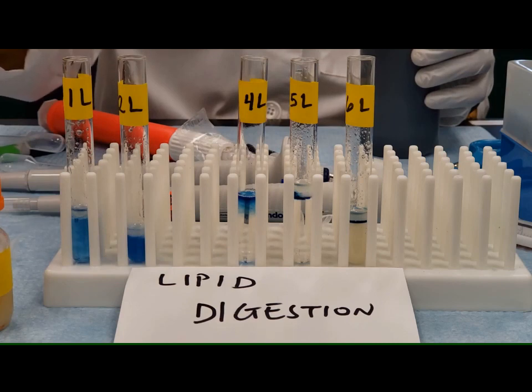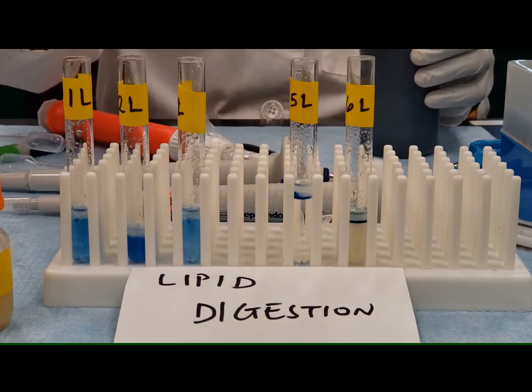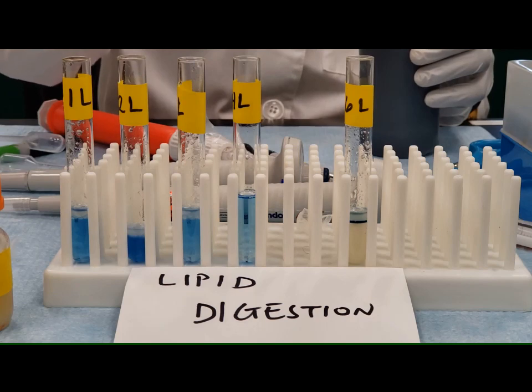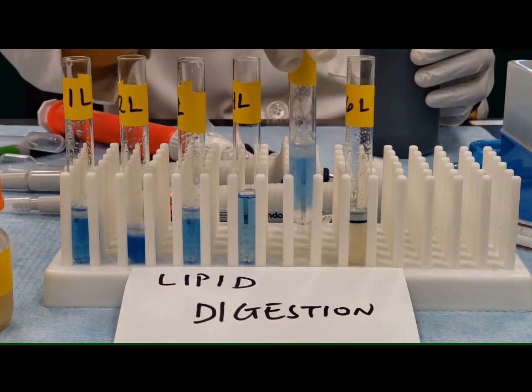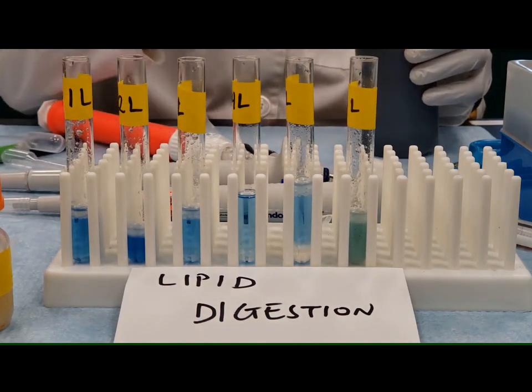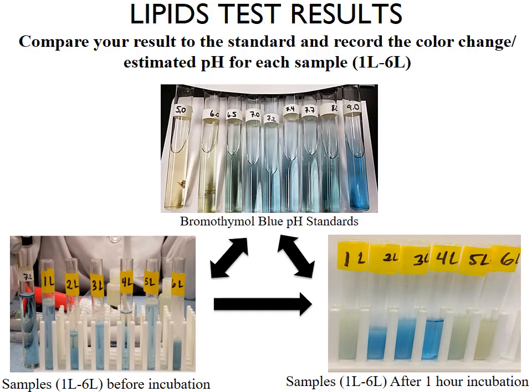So if it's more bluish than the standard, it means that it's at a higher pH, and what you do is add HCl to it to reduce the pH. But if it's lighter in color, then you have to add NaOH, which is sodium hydroxide, to increase the pH to 7.2. So I did that, and after I'm done with that, then I have to do the incubation so that I can measure the changes in the pH.